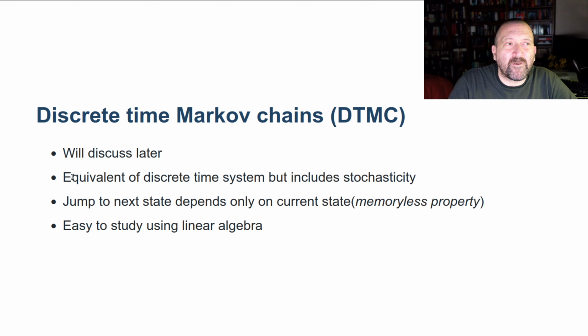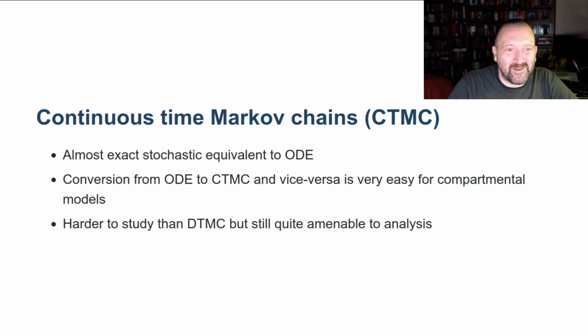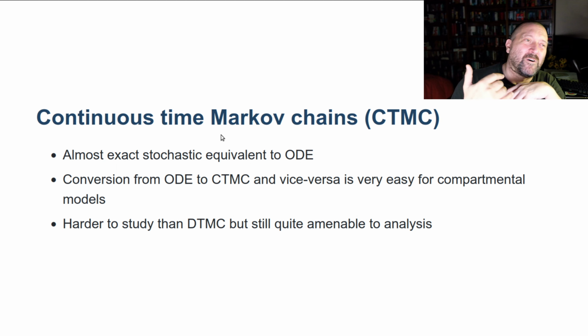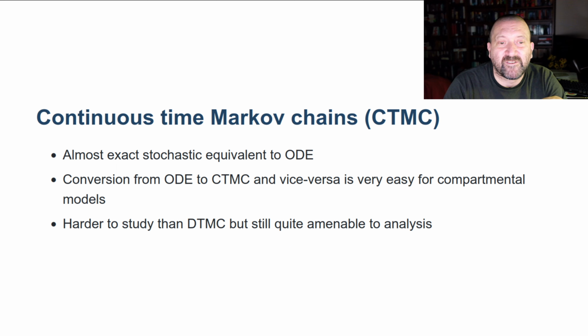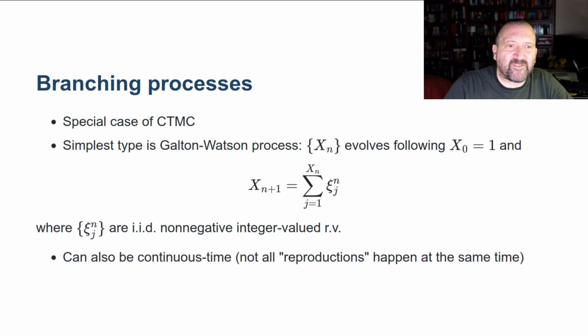It's very much like the discrete time deterministic system, but it does include stochasticity. And there's a memoryless property: your next state only depends on where you are currently. It's fantastic to study using linear algebra, but I'll come back to that. Continuous time Markov chains are essentially equivalent to ODEs, and I will show you this because I think it's a very good system to study. They're harder than discrete time, but they're still amenable to analysis.